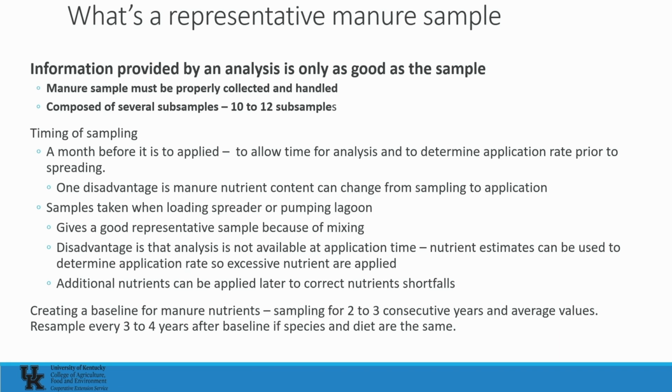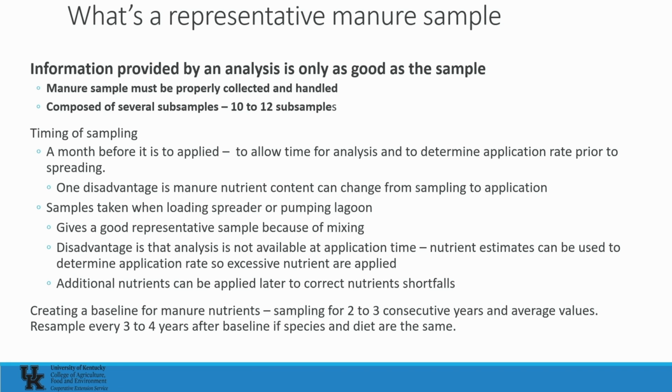Basically, we want to make sure that we handle our manure sample properly and collect it properly. The key to a good representative manure sample that gives us a really good analysis is subsamples, and we want to take a lot of them. Generally, we want to take 10 to 12 subsamples from either a stockpile of manure, or from several spreader loads, or from our liquid manure pit. So we're going to go through the next few steps.